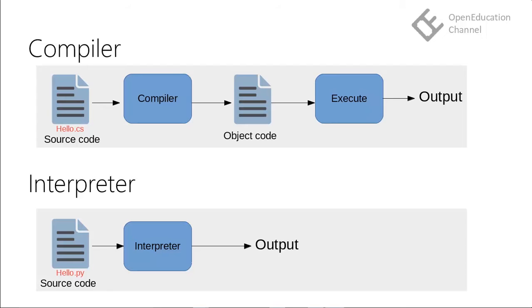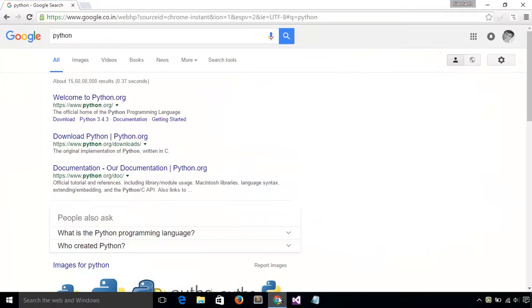With Python, you can create desktop applications, web applications, system utilities, image processing applications, database programming, artificial intelligence, and many more kinds of software. So let's see how to download and install Python. For that, you can search for Python in your web browser. Just type Python in Google and search.